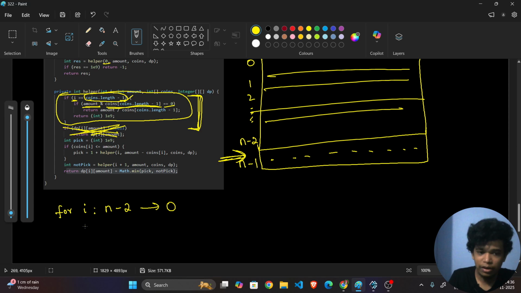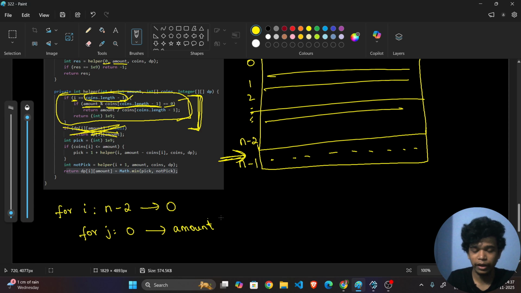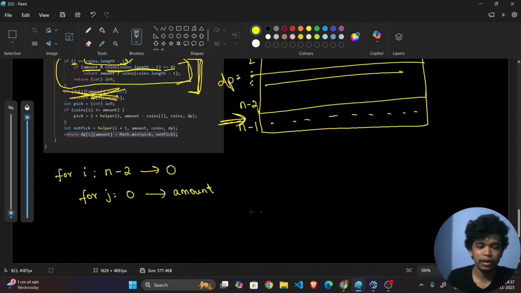Okay. Similarly, for our j, where it is starting at our amount and going up to the amount is equal to 0. So here the amount will be starting from 0 and going up to amount. Okay, fine. Now let us take this as a DP again. Now write all other lines here also.